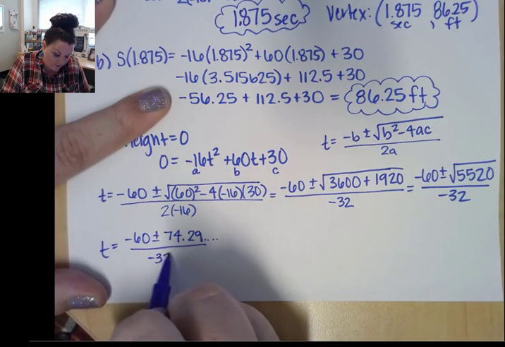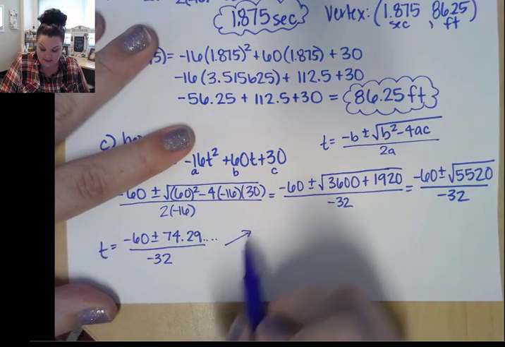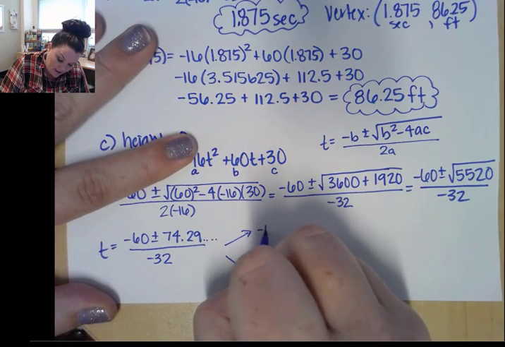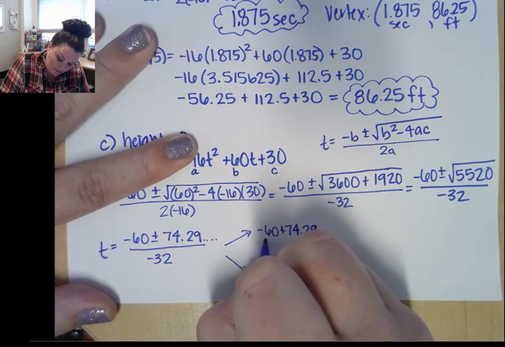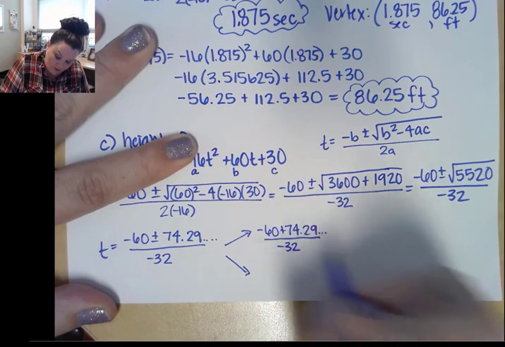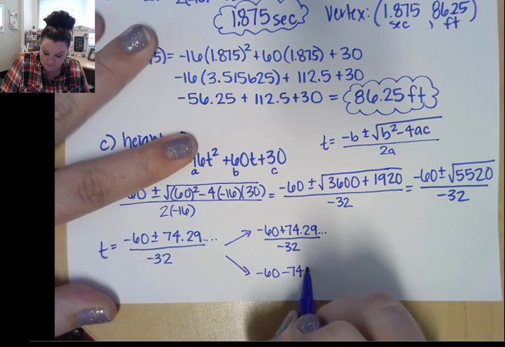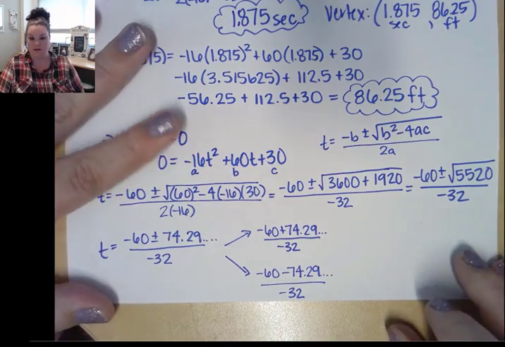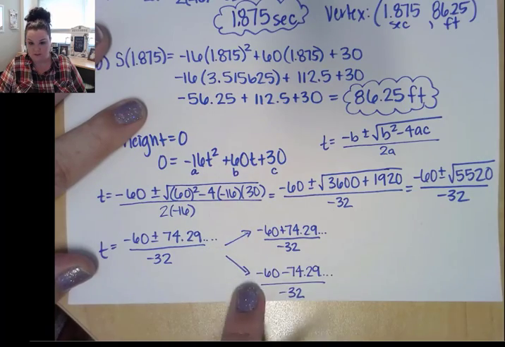All over negative 32. Okay, so I need to write out the two answers that I could get here because I have a plus and a minus, right? So I need to do negative 60 plus 74.29 and so on, over negative 32. And I need to do negative 60 minus 74.29 and so on, over negative 32, right? So all I did was just write out this problem, but I did one with the positive and one with the negative.